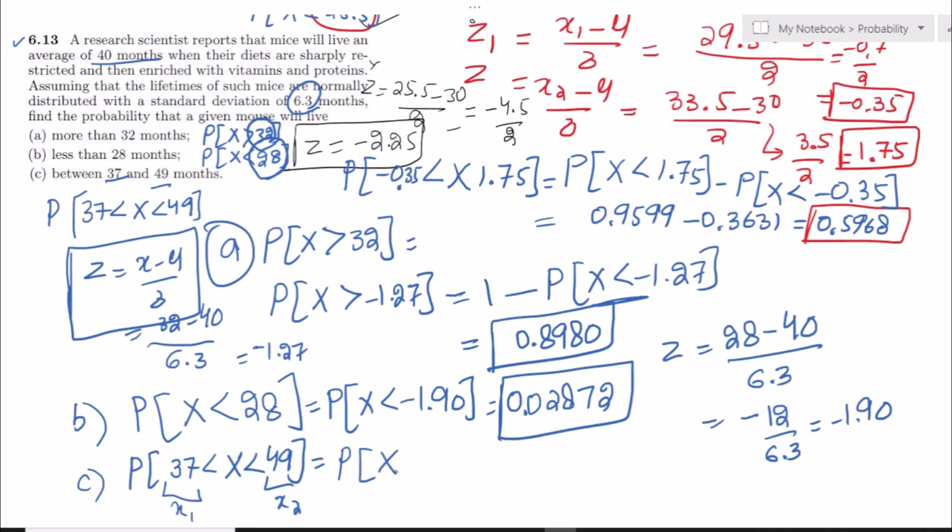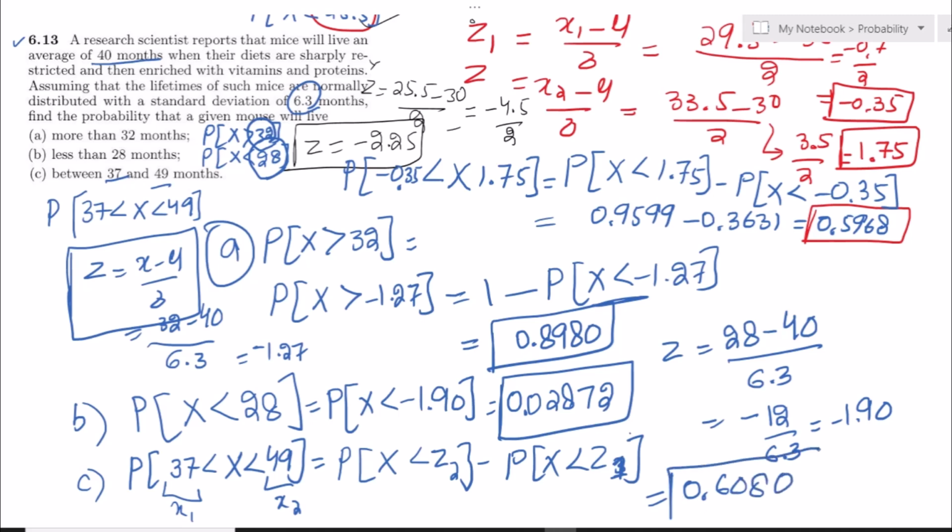You will have to use the probability that x is less than z2 minus the probability that x is less than z1. Okay, and by putting values here you will get the answer of part C, that is 0.6080. You need to give it a try and tell me if you understood the essence of these questions or not.